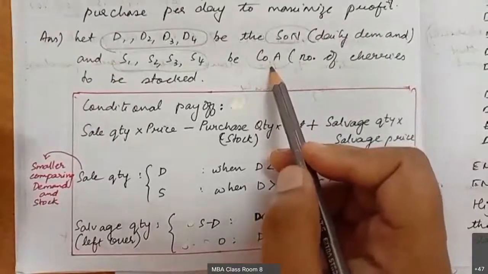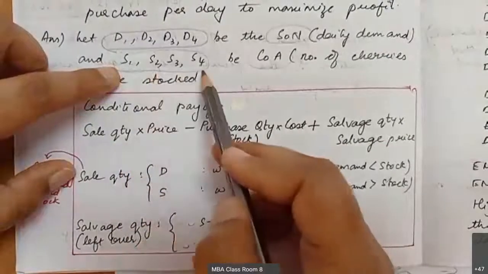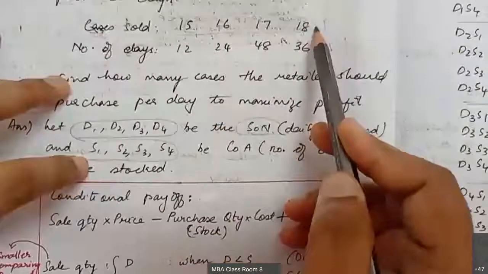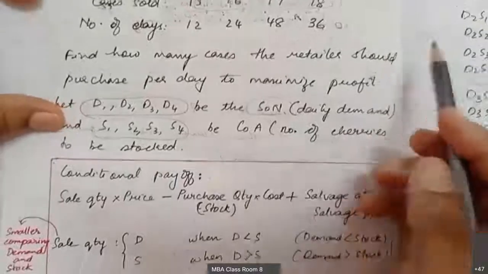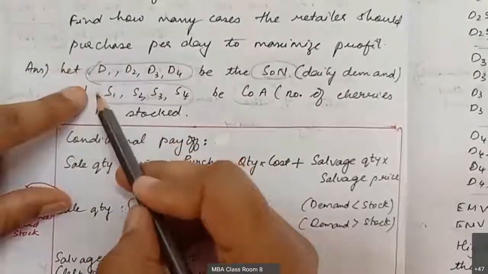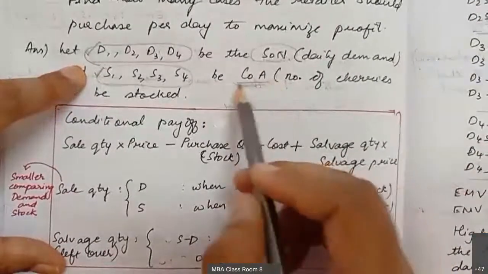Okay, whether he can use strategy S1 or S2 or S3 or S4. That also corresponds to 15, 16, 17, and 18, the row-wise values in our payoff matrix. So we have already decided what is going to be our demand and what is going to be the supply, which is also called COA, that is course of action.